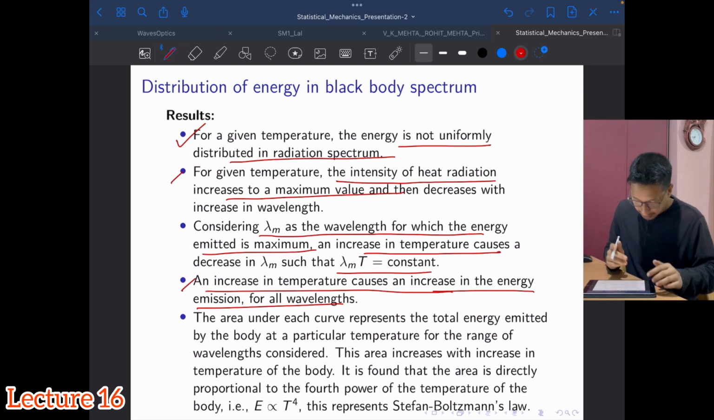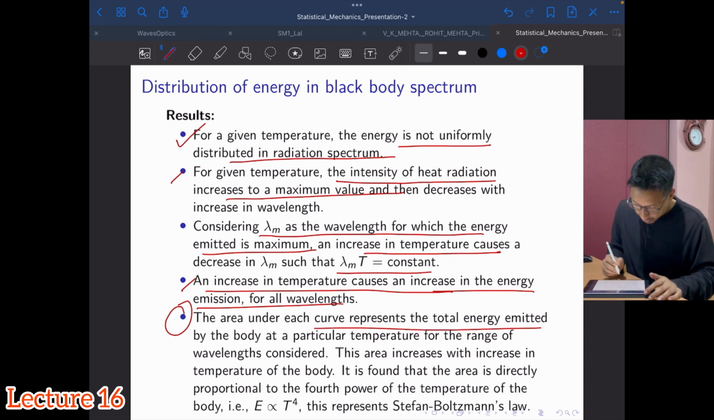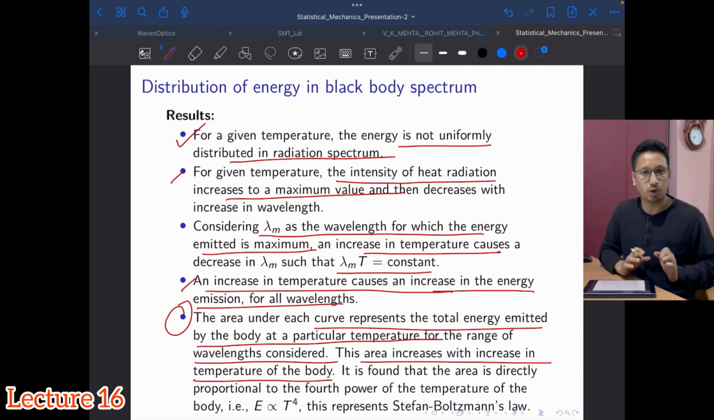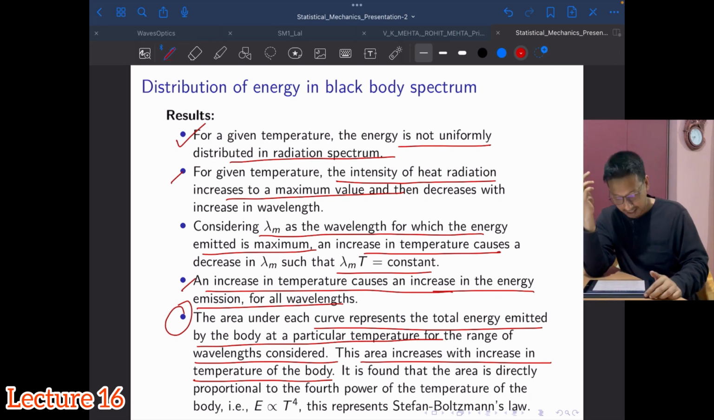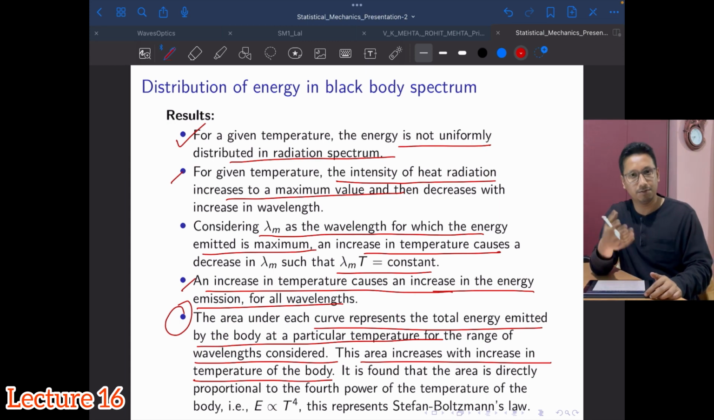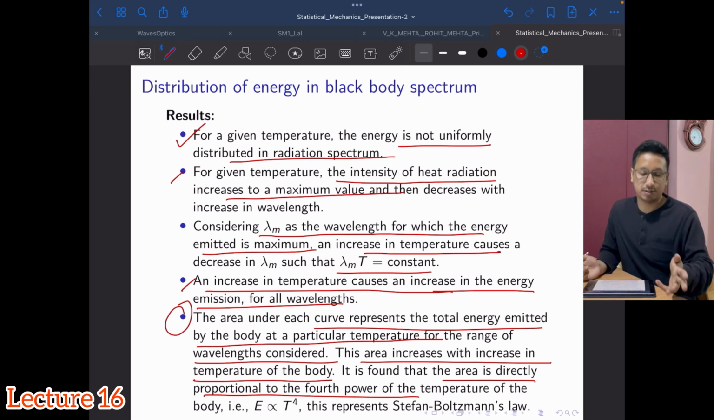Another very important point: the area under each curve represents the total energy emitted by the body at a particular temperature for the range of wavelengths considered. This area increases with increase in the temperature of the body. Because the area under the curve represents the total energy emitted by the black body, as you increase the temperature, that will increase, as you will see from Stefan's law. It is found that the area is directly proportional to the fourth power of the temperature of the body, which is Stefan's law, as I talked about.